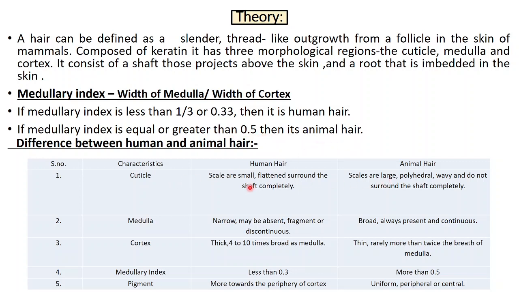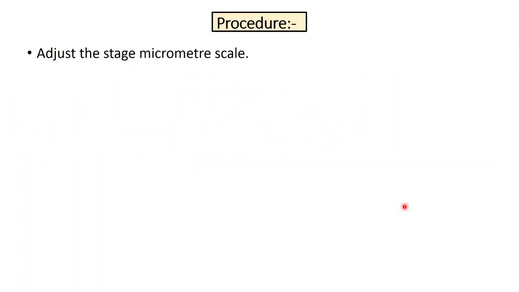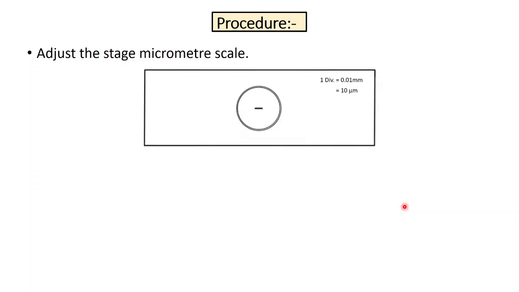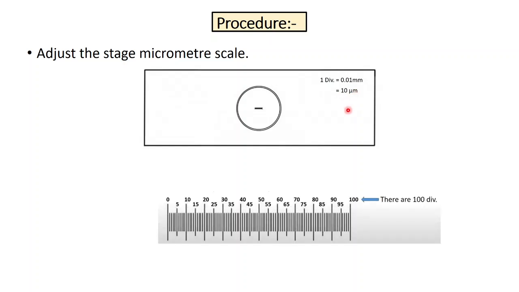Now these are the characteristics of the hair that we used to study or do the comparison under the microscope. For calculating the medullary index, this is the procedure. First of all, we have to take a micrometer scale and adjust it onto the stage of the compound microscope. Here you can see there is a circle, and inside it a small scale, where one division is 0.01 mm, means 10 micrometer, and you can see there are 100 divisions on the stage micrometer scale.